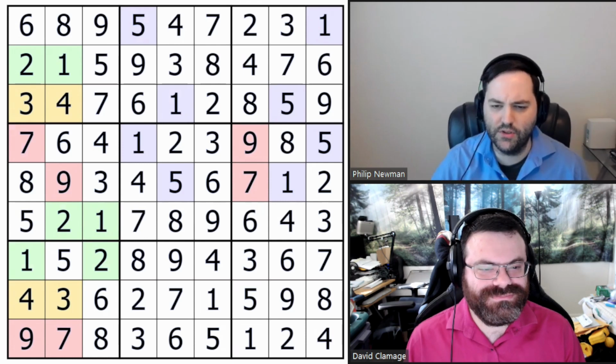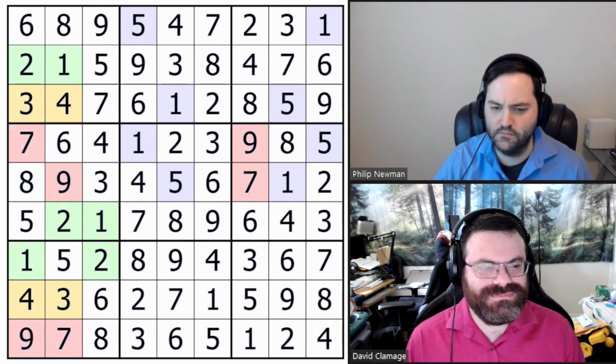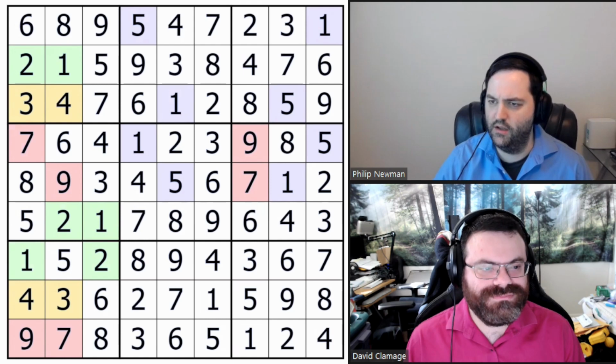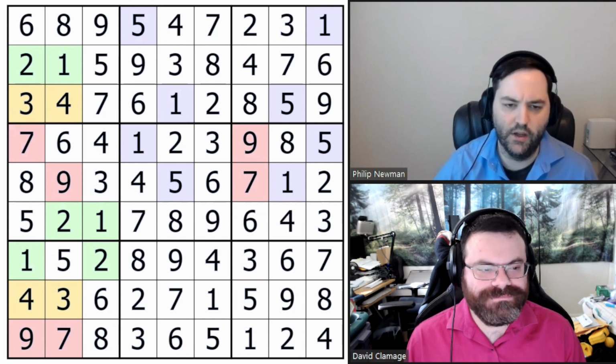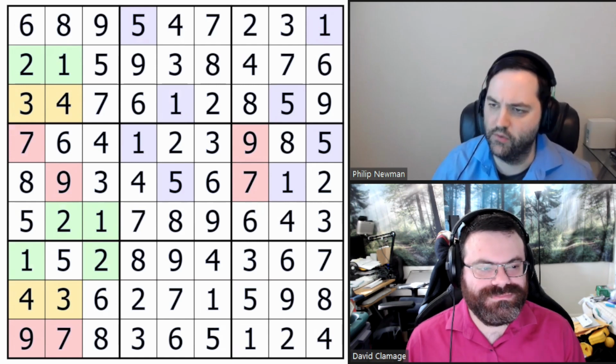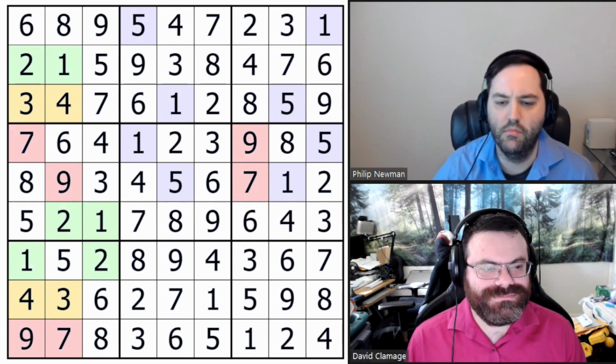So this was originally generated by Ed Russell, Red Ed. He's had at least one puzzle featured on Cracking the Cryptic a while back. It was an X-Wing puzzle, actually. And I'm blanking on his name.